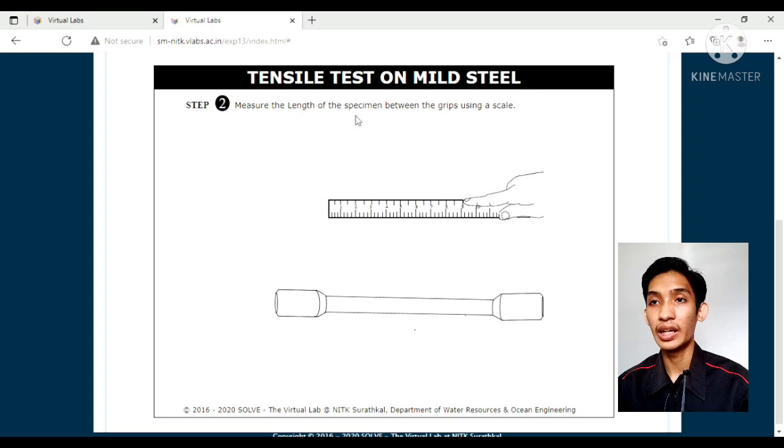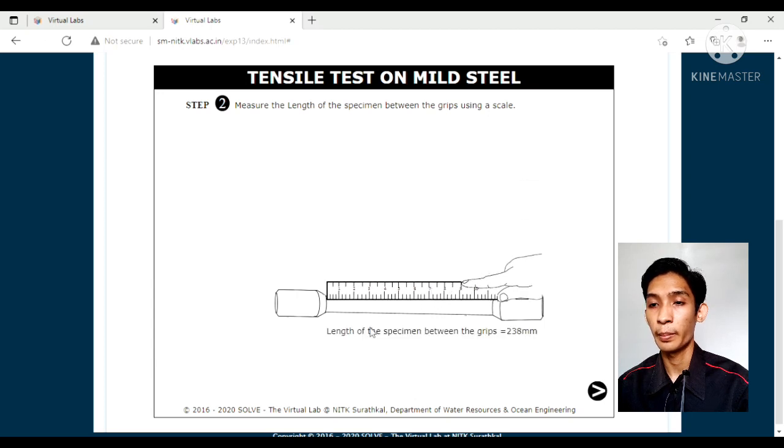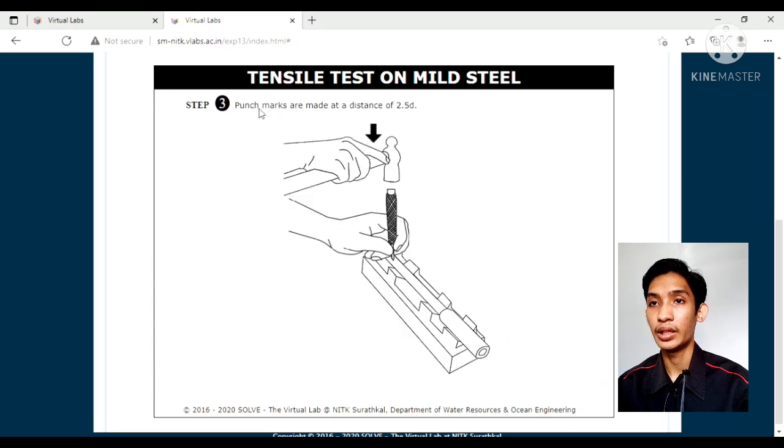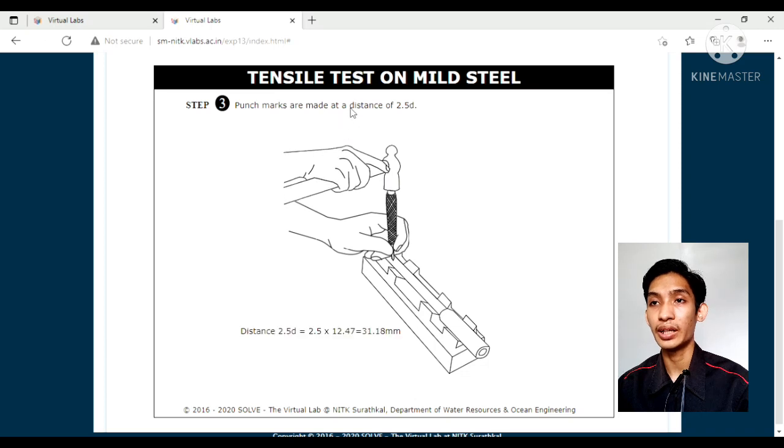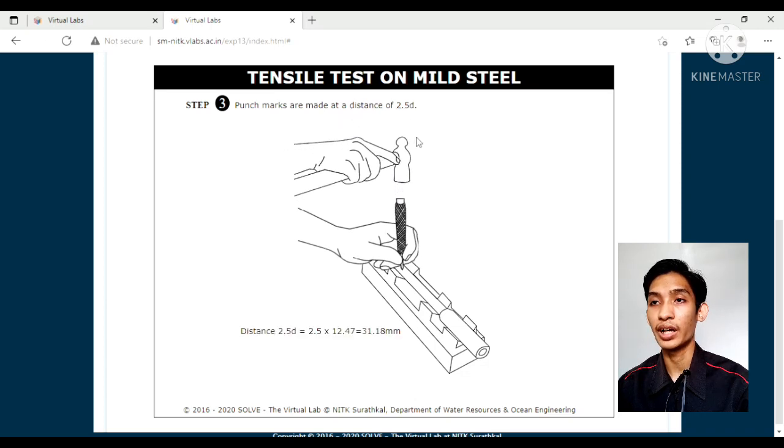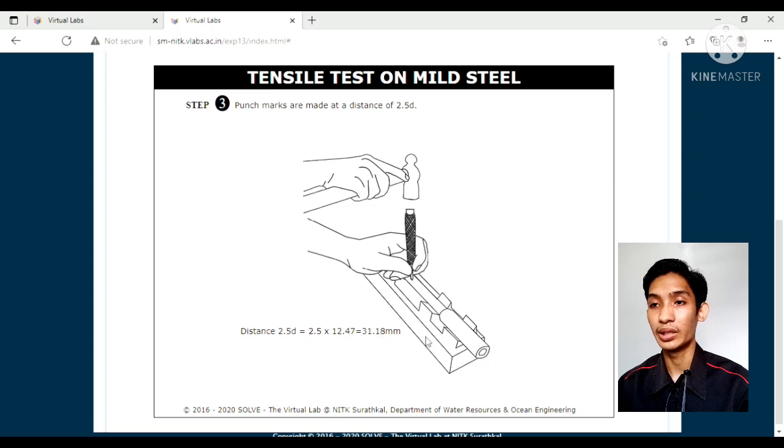Next, measure the length of the specimen between the grips using a scale. The length of the specimen between the grips is 238 mm. Next, punch marks are made at a distance of 2.5 D. The distance for 2.5 D is 2.5 multiplied by 12.47. The distance is 31.18 mm.